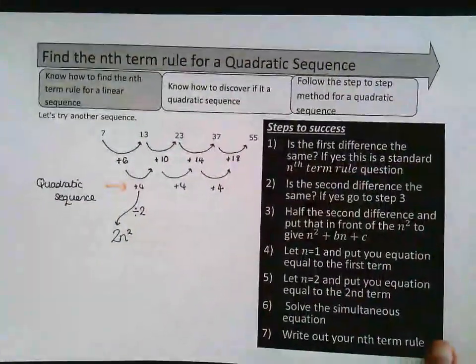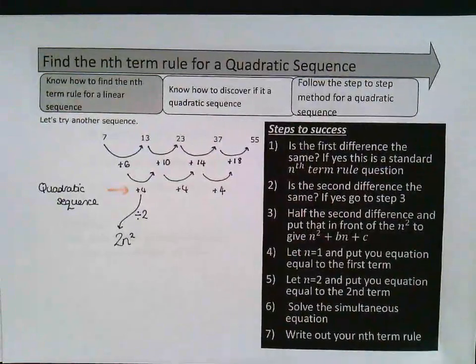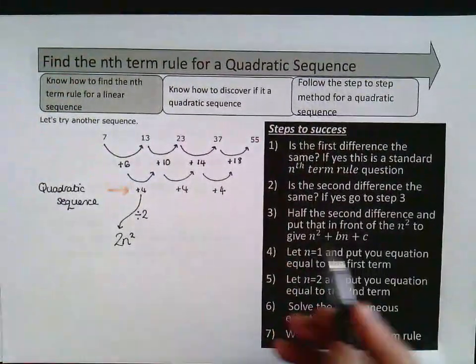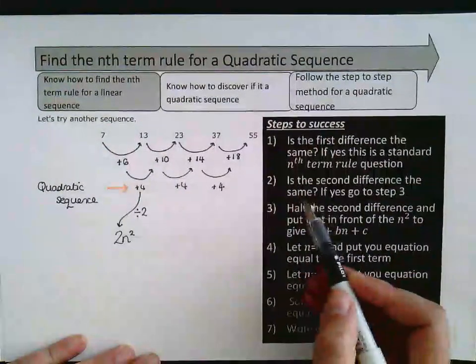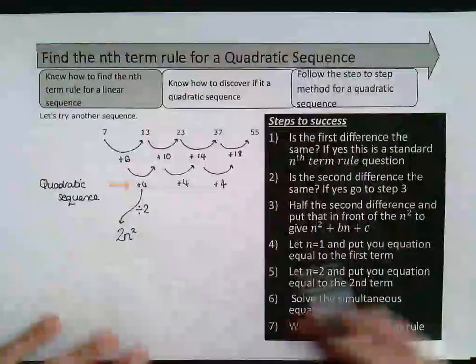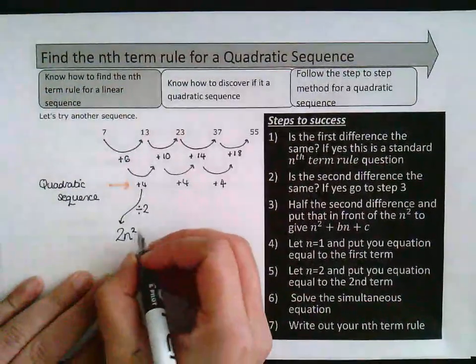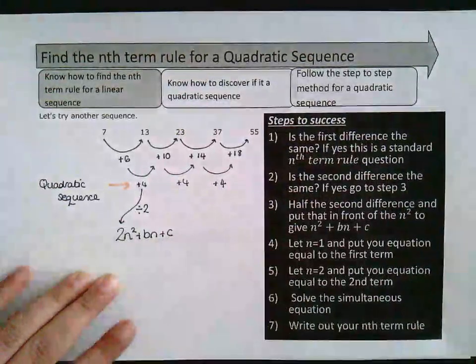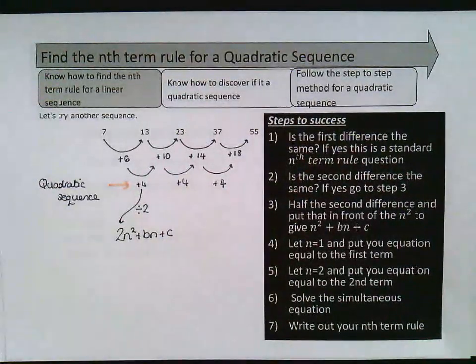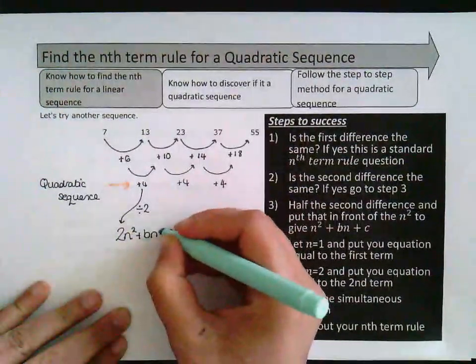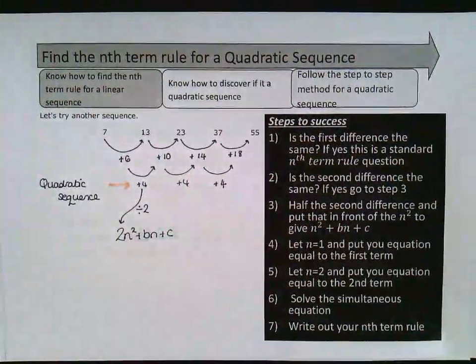So when things get slightly more difficult, we're now going to follow the rest of the steps on here. So the second difference was the same. Half the second difference and put that number in front of the n squared to give us, in this case, 2n squared plus bn plus c. The b and c are numbers we need to find out. These are 2 important numbers that we will need to find out.